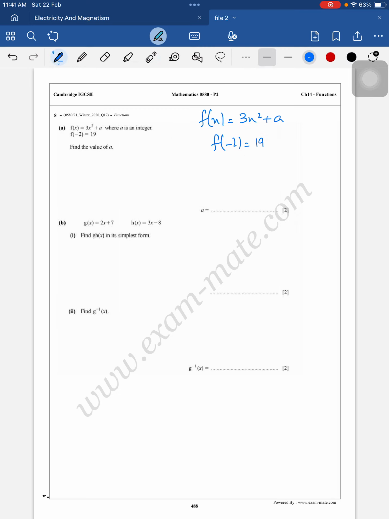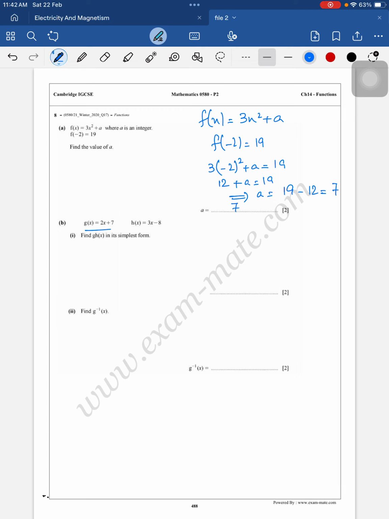f(minus 2) is equal to 19 means put the value minus 2 in the function's variable. So f(x) is equal to 3x squared plus a. So in place of x I'll put minus 2, squared, plus a is equal to 19. So minus 2 squared is 4, 4 3s are 12, plus a is equal to 19. That means a is equal to 19 minus 12, which is equal to 7. So a is equal to 7.